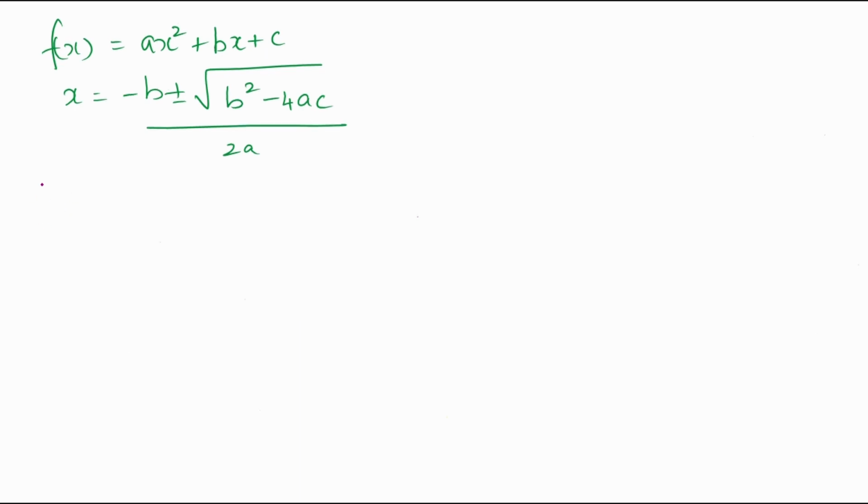Therefore, we need to consider the x-intercept of the given graph. The x-intercept is the point where the curve or the line intersects the x-axis at y equal to 0, and it is represented as (a, 0).